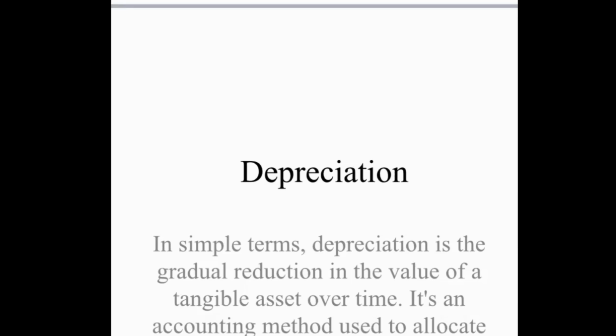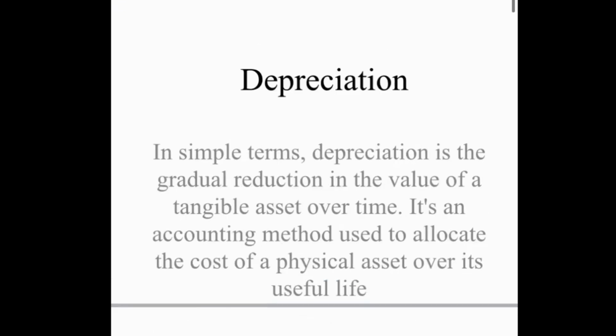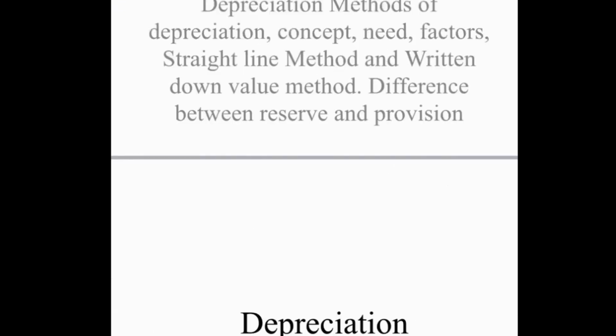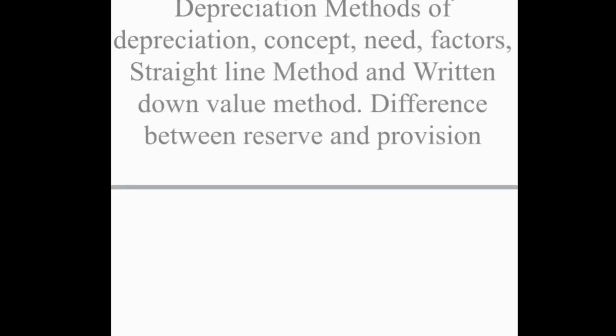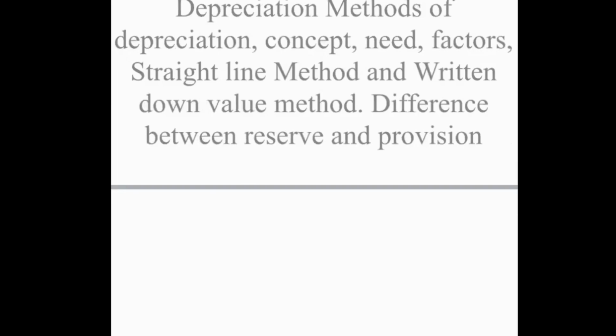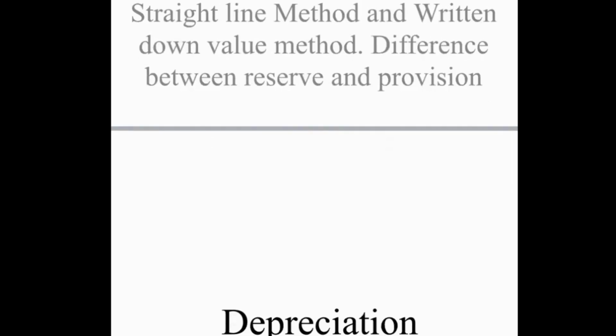Yes. So, because you are using the asset, what will happen? The value goes on decreasing. So, the decrease in value of the asset is called depreciation. Okay, this is your unit 3. In unit 3, you have depreciation, methods of depreciation, concept, need, factors, straight line method, written down value method, provision, and difference between reserve and provision. So for the straight line method and written down value method, sums are there, we'll do the sums, and the remaining is theory.